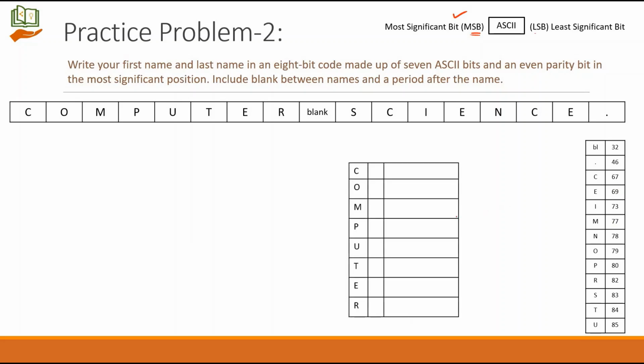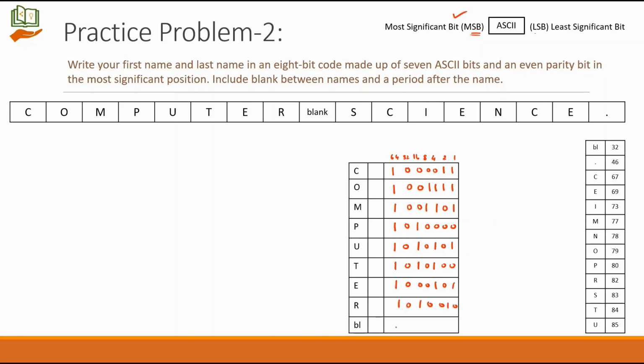Let's take computer. What are the values here? 67, which is 1, 2, 4, 8, 16, 32 and 64. This is 67. What is O? 79. What about M? It is 77. What about P? It is 80. What about U? It is 85. T is 84. E is 69. What is R? It is 82. We have marked these for computer.